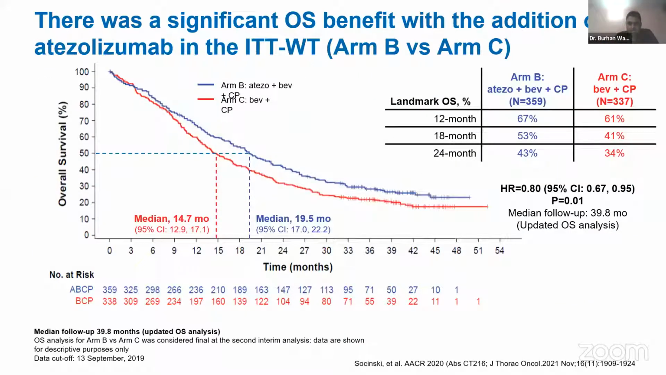Now if we see the initial overall survival reported by this study, there was a significant OS benefit with the addition of atezolizumab in arm B, atezolizumab with bevacizumab plus chemotherapy versus chemo plus anti-VEGF therapy. There was close to 4.5 months of difference in the OS between the two arms, with a hazard ratio of 0.80. At 24 months, 43% of the patients were alive versus 34% for the anti-VEGF plus chemotherapy alone arm.